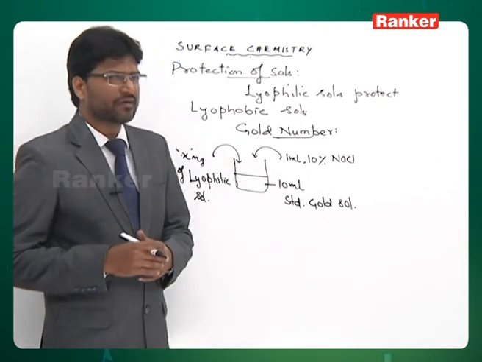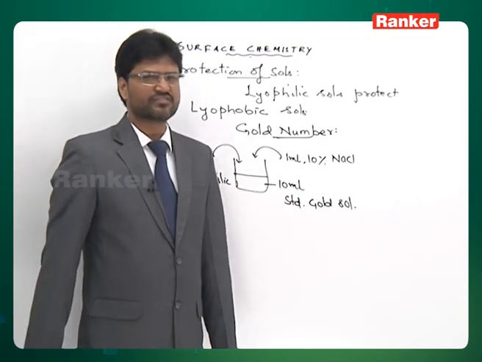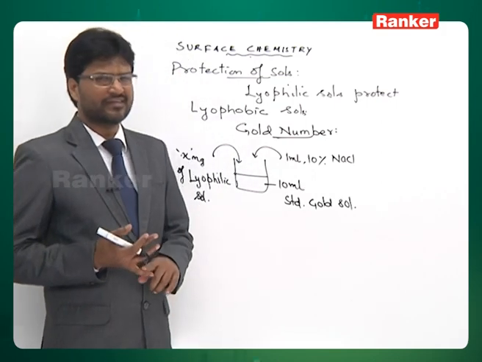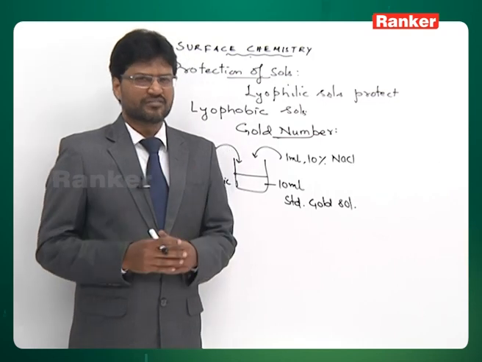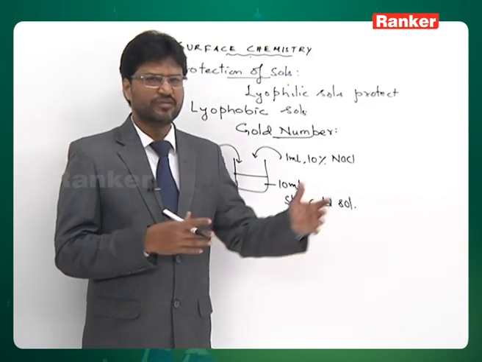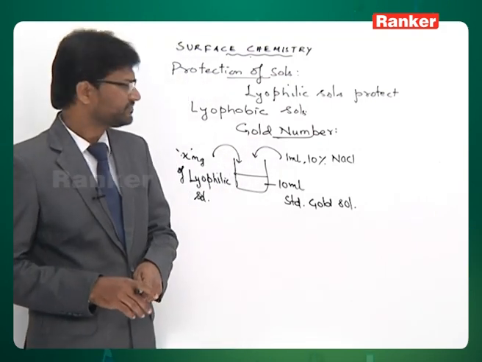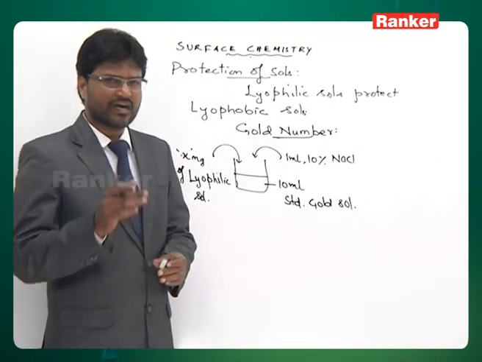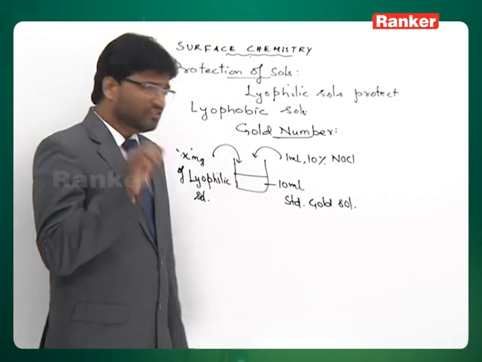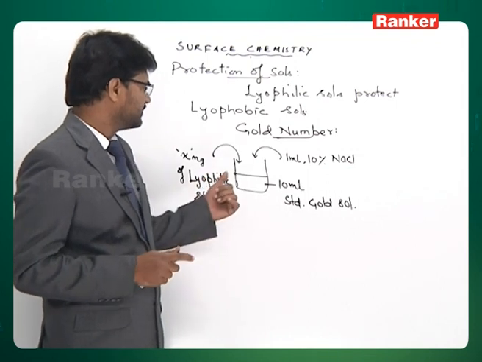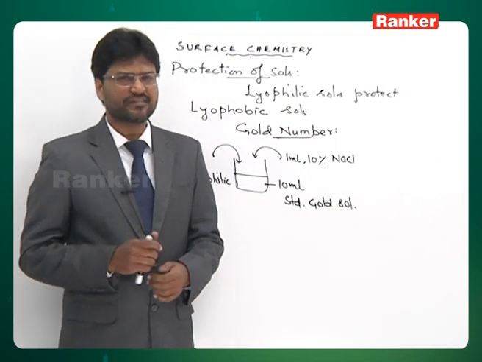See, it's very easy to make out whether a particular sol is lyophilic or lyophobic. Organic substances generally give rise to lyophilic sol. Gum sol, gelatin, starch sol, protein sol, these are all lyophilic sols, and they can offer protection to lyophobic sols like metal salts or metal hydroxide or metal sulfide sols. That's about gold number. I'll define once again: number of milligrams of a lyophilic sol which can just prevent coagulation of 10 ml standard gold sol upon addition of 1 ml 10% NaCl solution.